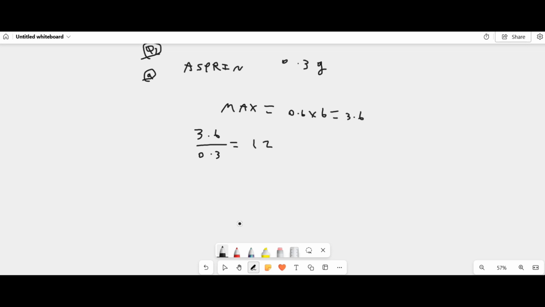And then what's the mass of sodium in a tablet? 0.15, so 12 times 0.15 is going to be 1.8. So is that above the recommended daily allowance? It's not, because the recommended daily allowance is 2.4. So hence it's no for aspirin.